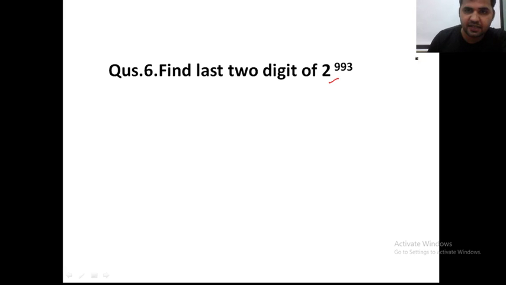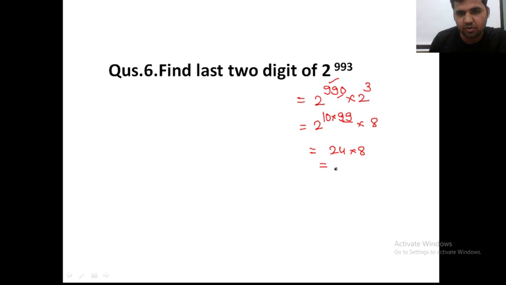You can now simply see 2 power 993 is nothing but 2 power 990 into 2 power 3. Your first step is to take the multiple of 10 out. So out of 993, take the largest possible multiple of 10, which is 990. Now 2 power 990 is 2 power 10 into 99, and 2 power 3 is 8. Now this will give you 24. 24 into 8 is 192, so the last two digits would be 92. A very basic question, right?